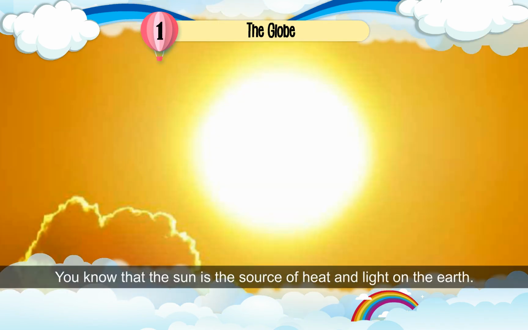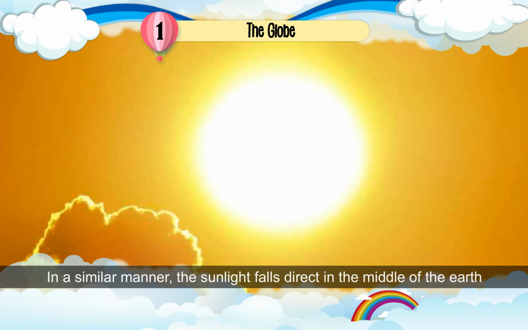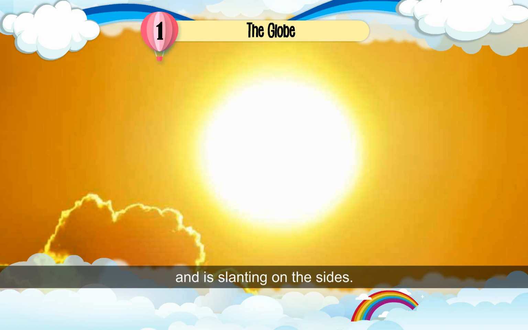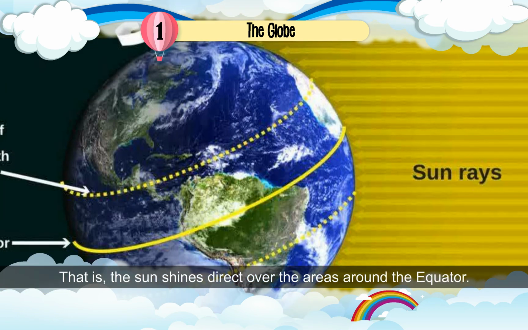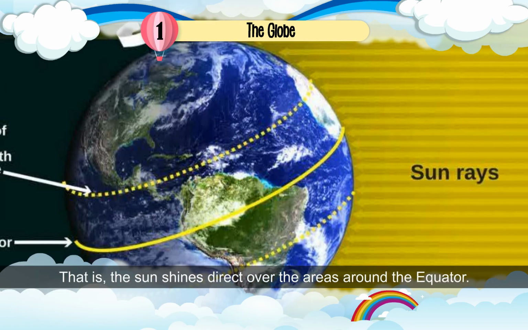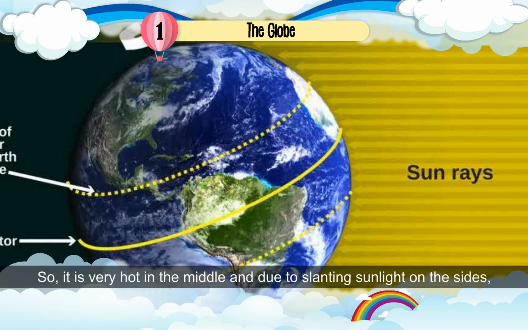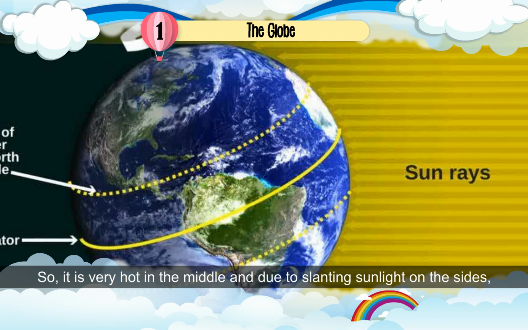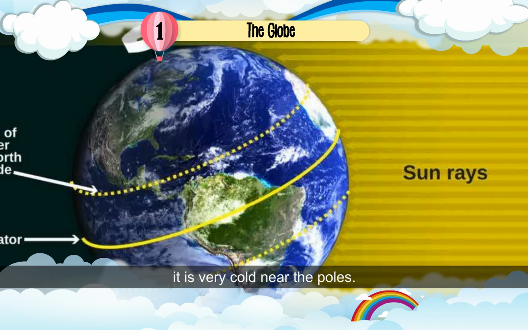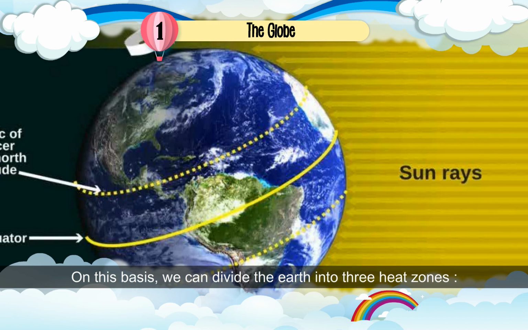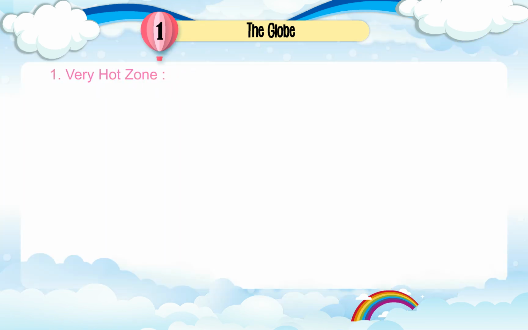Latitudes and heat zones. You know that the sun is the source of heat and light on the earth. In a similar manner, the sunlight falls direct in the middle of the earth and is slanting on the sides. That is, the sun shines direct over the areas around the equator. So it is very hot in the middle, and due to slanting sunlight on the sides, it is very cold near the poles. On this basis, we can divide the earth into three heat zones.